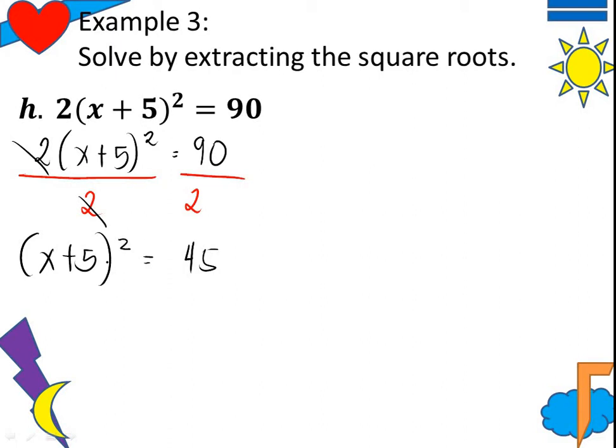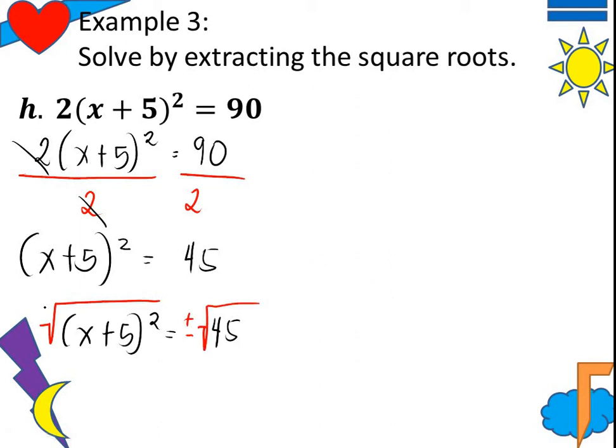Next step is we need to remove square. And to be able to do that, we need to apply square root property on both sides of our equation. So note that the index here is 2, so 2 divided by 2 is 1. So lalabas ang quantity x plus 5 is equal to positive negative.